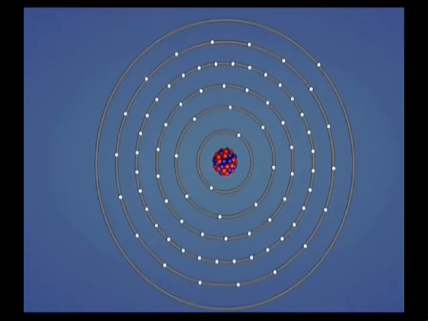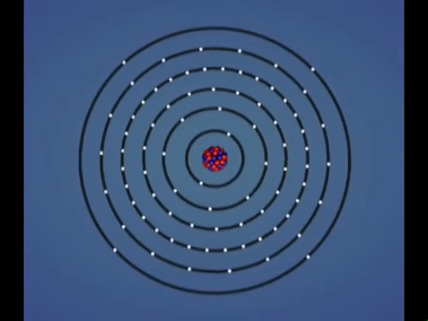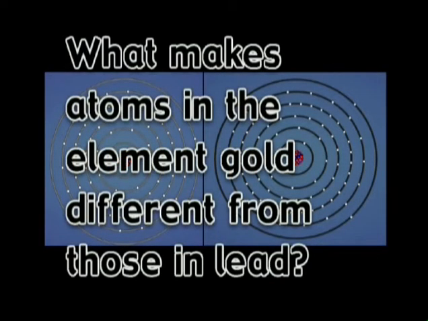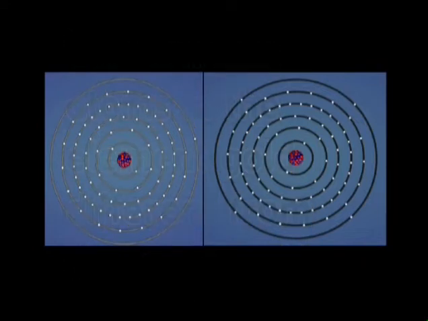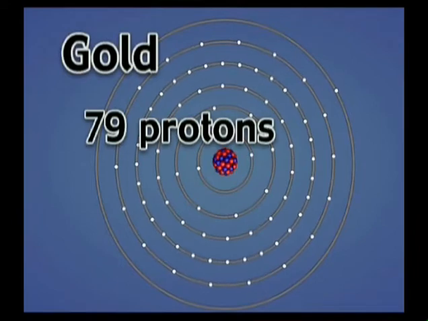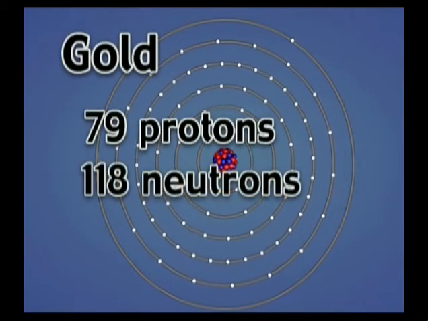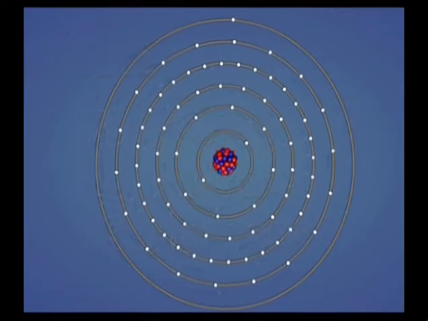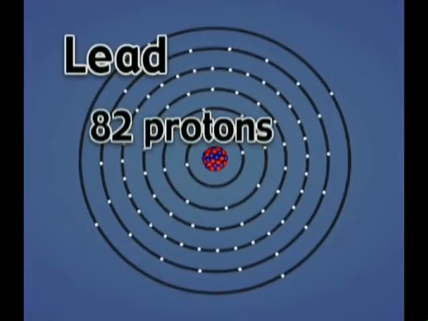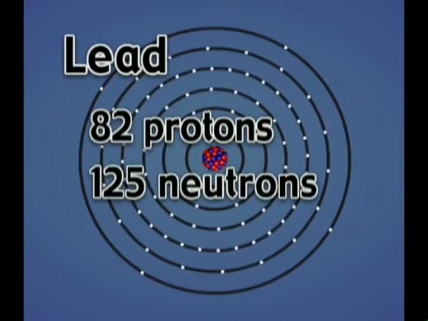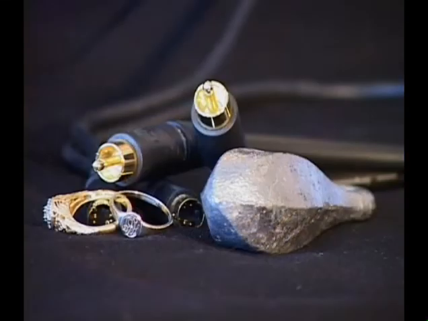What makes atoms in the element gold different from those in lead? The atoms in these two elements have different numbers of protons, neutrons, and electrons. Gold has 79 protons, 118 neutrons, and 79 electrons, whereas lead has 82 protons, 125 neutrons, and 82 electrons. Due to these differences in chemical structure, these substances are very different from each other.